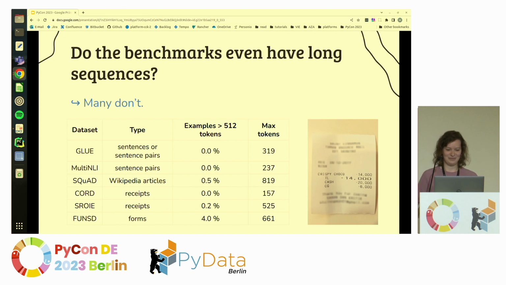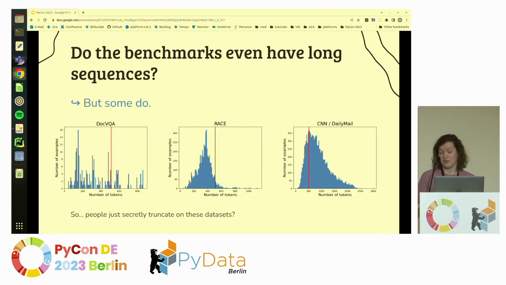Well, my take on this slide is that there's plenty of benchmarks with short sequences only, and I think that's why so many papers get away with continuing to use absolute position embeddings and not think about how to use them then for predicting on longer sequences. But I also found some benchmarks which do have longer sequences.